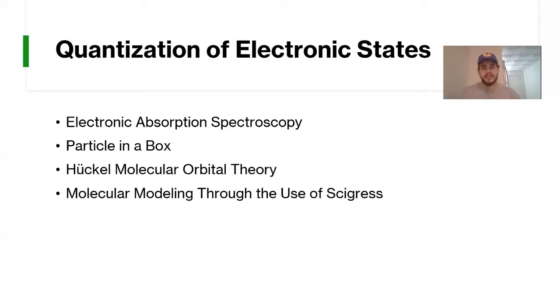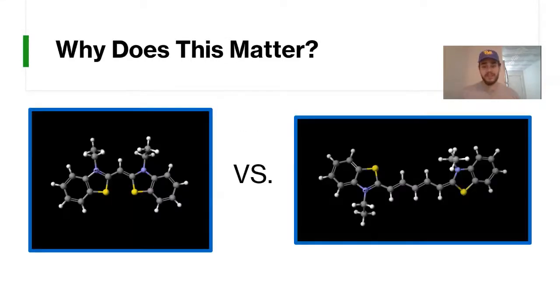As a mode of comparison, particle-in-a-box methods, Huckel molecular theory, and molecular modeling through Sigris are used. The efficacy of these methods will be analyzed. Now, why does this matter? Each of the 4 dyes contain 2 cyanine groups separated by a conjugated chain. And because these chains are differing in length, each molecule contains a different number of delocalized pi electrons. These pi electrons are what determine the energy gap between the HOMO and LUMO states.